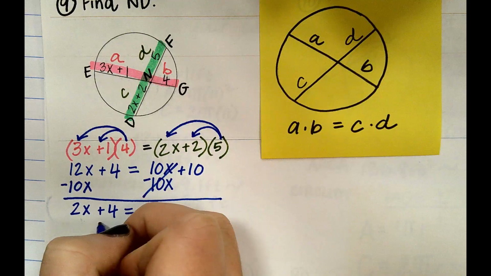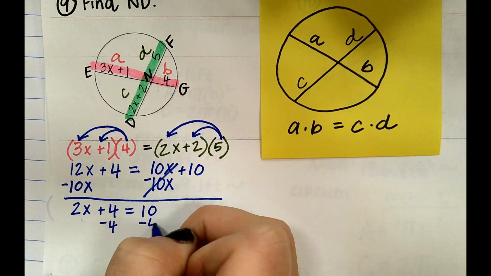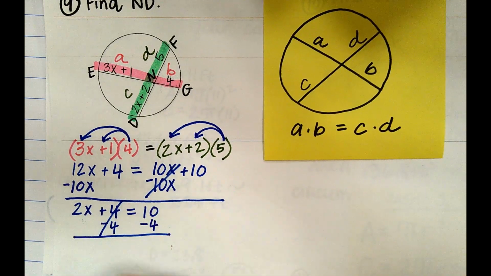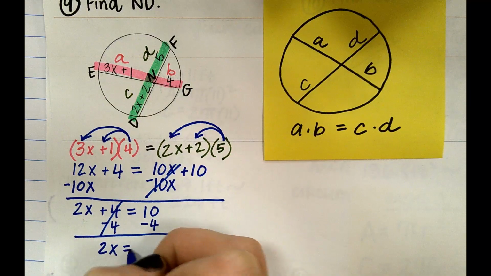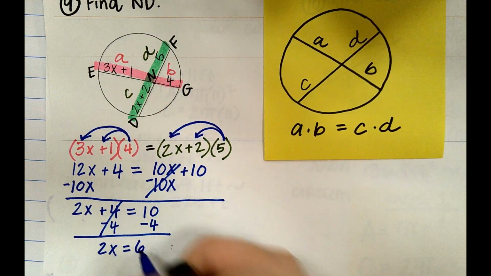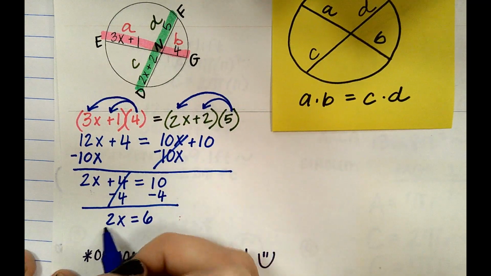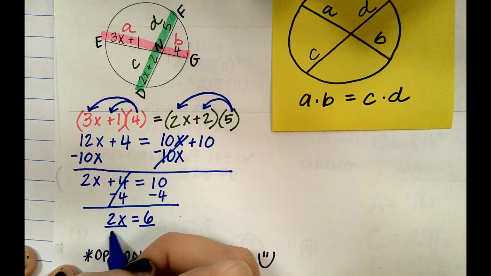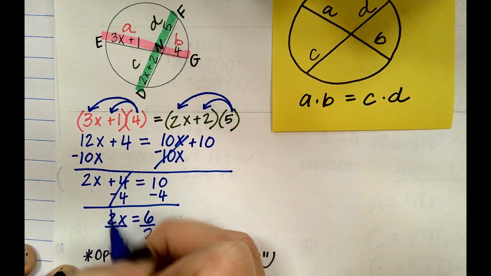And we'll just solve the rest like normal. Minus 4 on each side. And I will get 2x equals 10 minus 4 is 6. And what is x? 3.